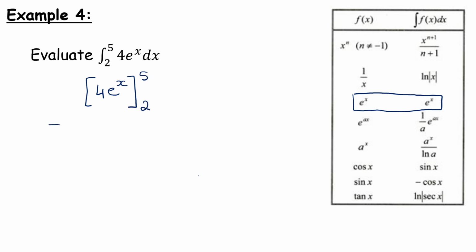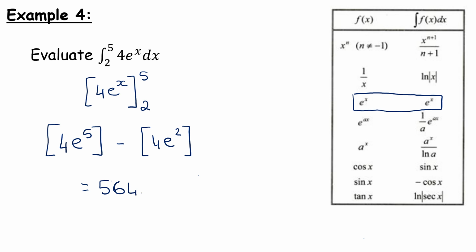So we're going to do some substitution. So we have 4e to the power of 5 minus 4e to the power of 2. Because we're dealing with e's, these are going to give us not particularly nice answers. They're going to give us decimals. So let's put that into our calculator and see what we get. So into our calculators, 4e to the power of 5 minus 4e to the power of 2. We get 564.096. Now in a question in an exam, they'd be very clear about how many decimal places, etc.